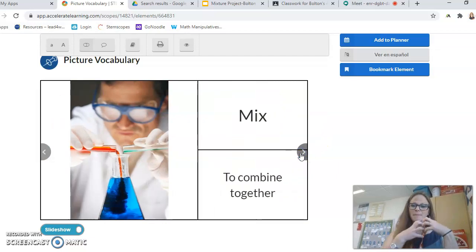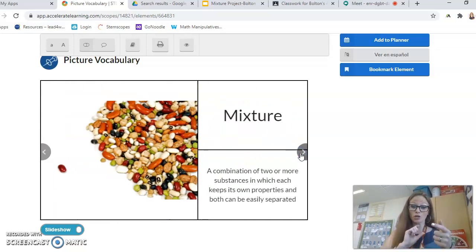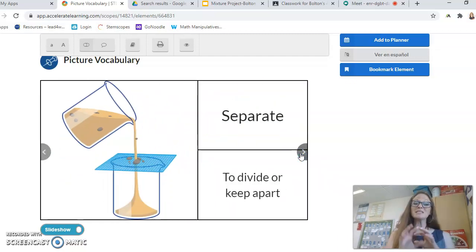To mix means to combine together, kind of like what we do when we're adding or mixing. A mixture is a combination of two or more substances in which each keeps its own properties and both can be easily separated. So we made that solution of salt and water, and they were easily dissolved. But if we left that water in the sun for long enough, that water would be able to evaporate, and we would still then have the separated ingredients from that mixture, or in that case, it was a solution, okay? To separate means to divide or keep apart.